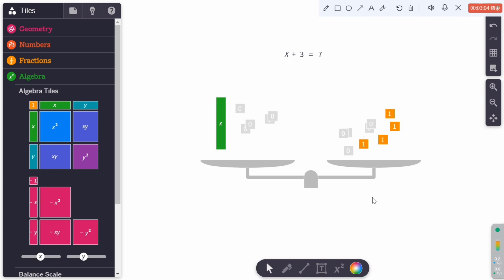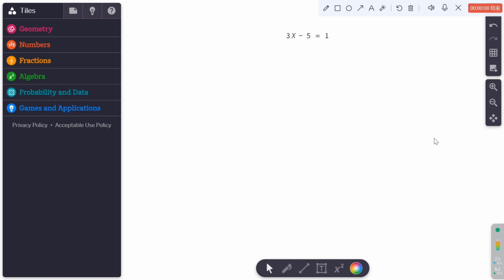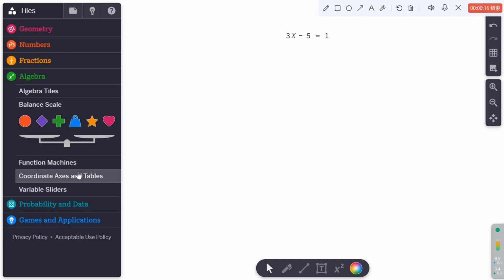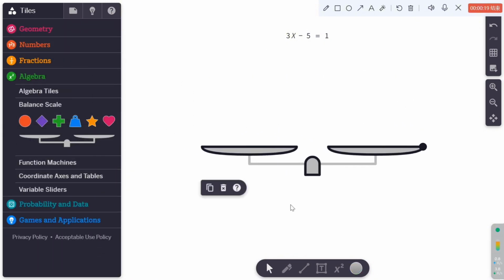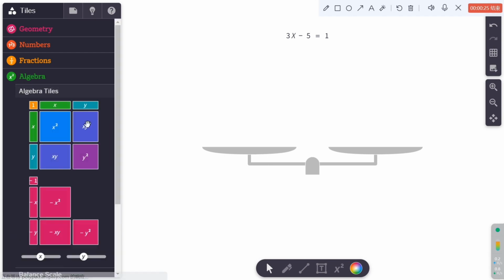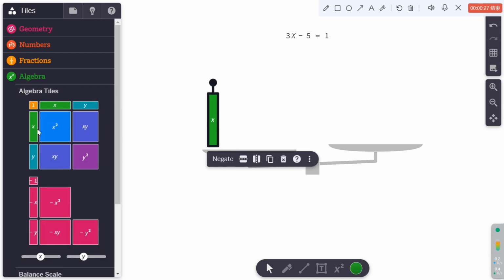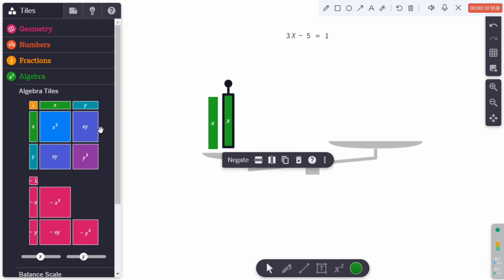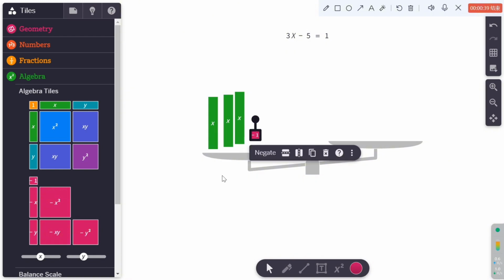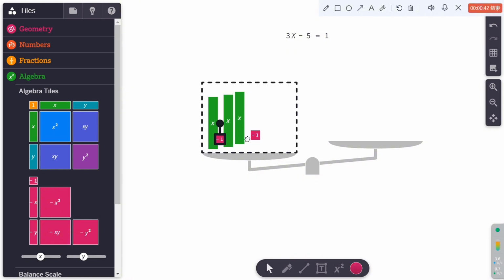Do you understand, everyone? Now we look at this equation. So how to solve it? We also use algebra, and then we choose the balance scale. We drag the scale in here, and then we put the x and numbers into the scale. From the algebra tiles, we choose the 3 for x in this box. Now we choose the minus 5. That means we have 5 for minus 1 in this box.